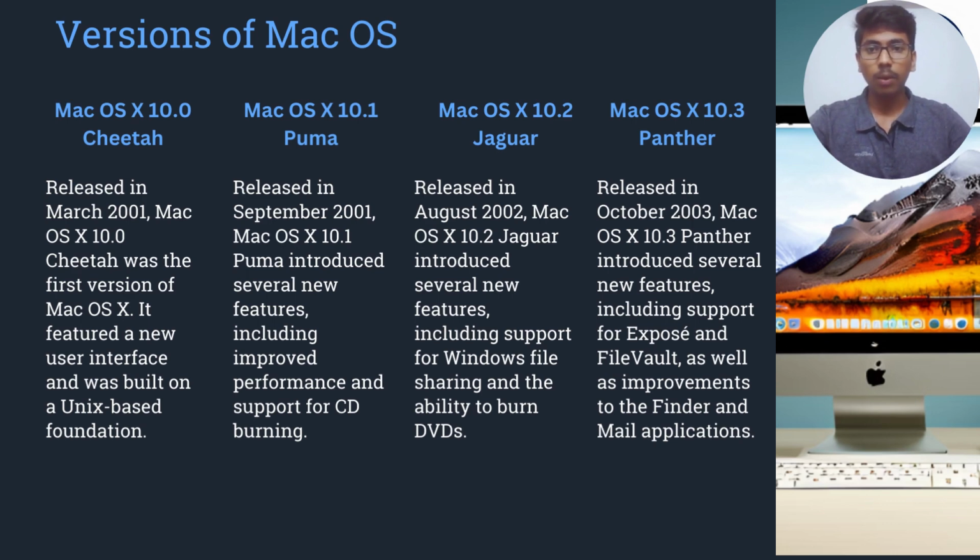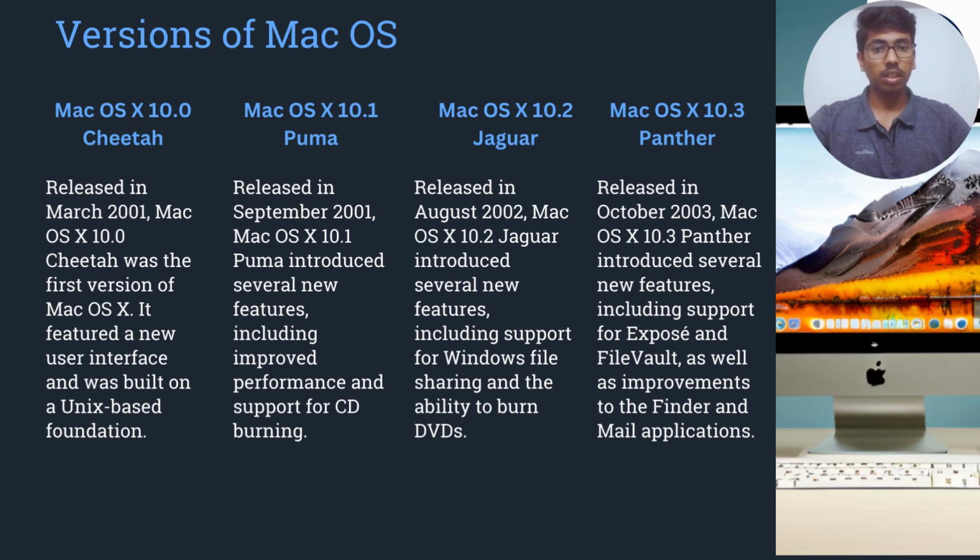Mac OS 10.0 Cheetah, released in March 2001, was the first version of Mac OS X. It featured a new user interface and was built on a Unix-based foundation. Mac OS 10.1 Puma was released in September 2001. It introduced several new features, including improved performance and support for CD burning.